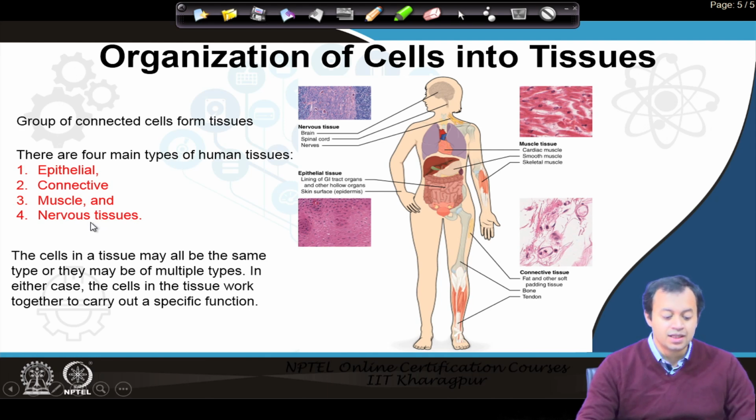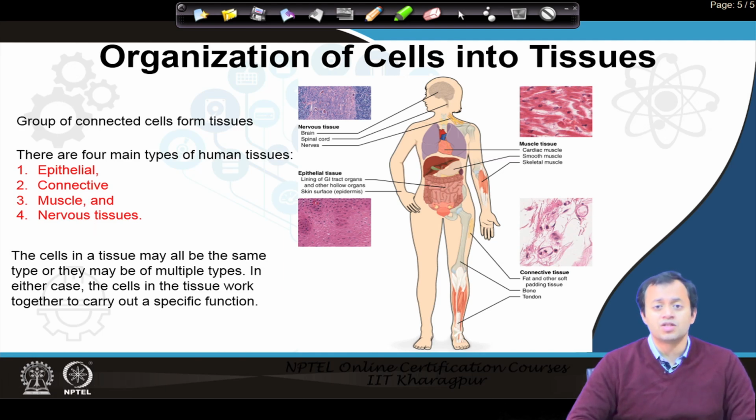And finally, the nervous tissue. Okay? The nervous tissue is there mostly for control. It is there specifically to pass information and signals. The cognitive functions and mental ability are all carried out with the help of nervous tissues.